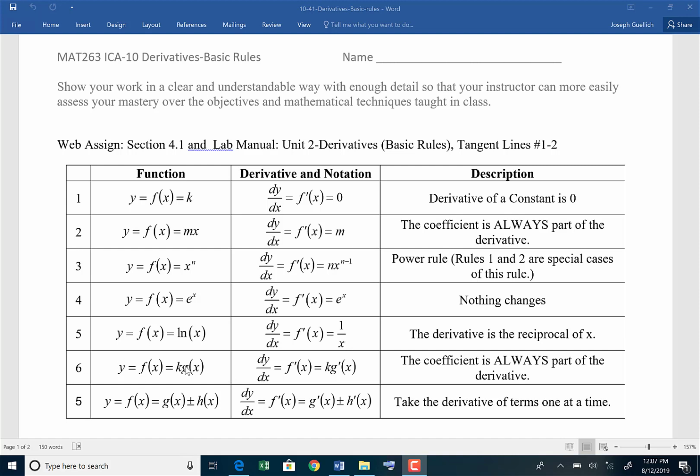Rule 6, we get kind of a combo here. It's similar to rule 2, but the g of x is normally a more complicated function. So k, the coefficient, is always there, and then whatever that function is, you take its derivative according to the rule. And that could be any of the previous 5. Rule 7 is when we add or subtract things together. You just treat them as separate things and take their derivatives one at a time.